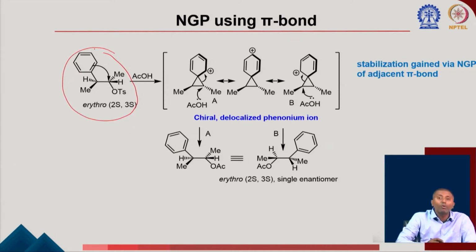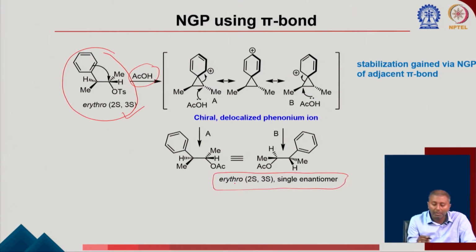It could be a threo or erythro. I am sure you are familiar with the threo-erythro nomenclature in stereochemistry. But the interesting part here is that starting from this erythro compound with this 2S,3S configuration, after acetolysis using acetic acid, it ends up forming a single enantiomer. But when the reaction happens with threo, instead it gives a racemic mixture. Now the question is why? Why in two different sets are we ending up with two different types of outcome?